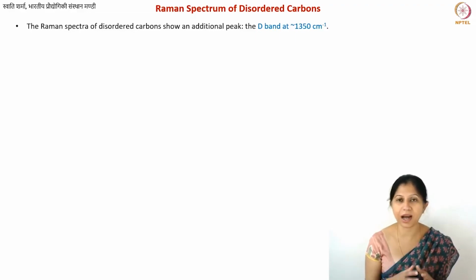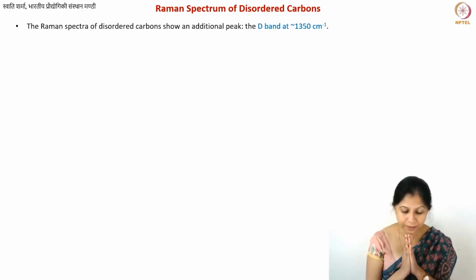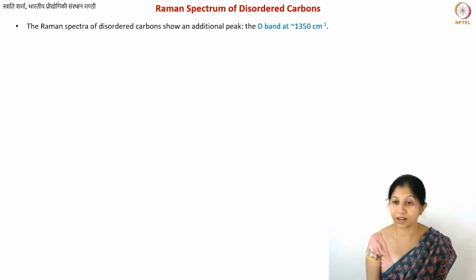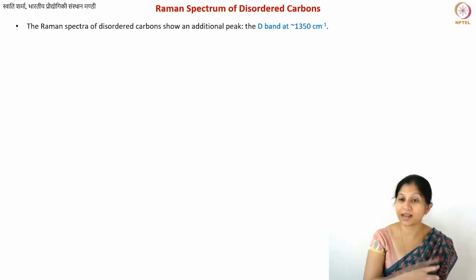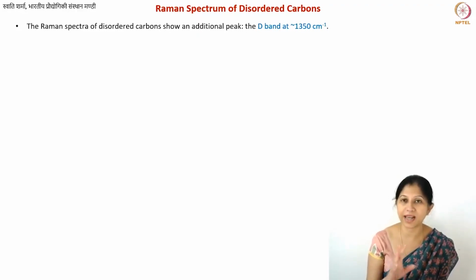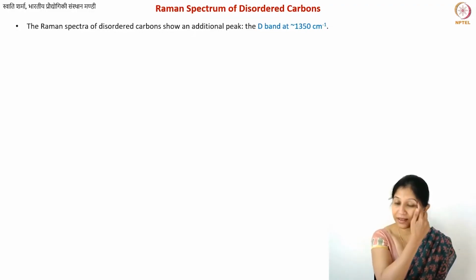This is very, very common. How do we do that? So now we need to have some additional band which shows that your material is disordered, right? It turns out that we do have some other additional peak, which is a result of the disorder in the material. We call it the D peak, and it comes at around 1350 centimeter inverse.